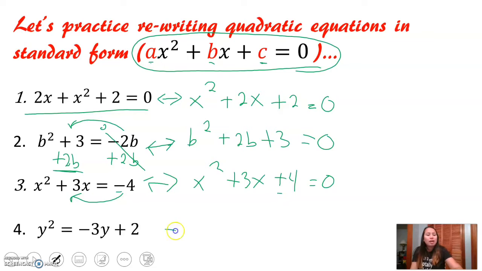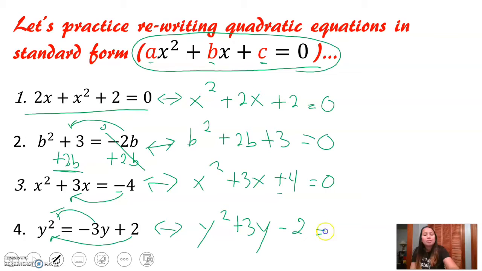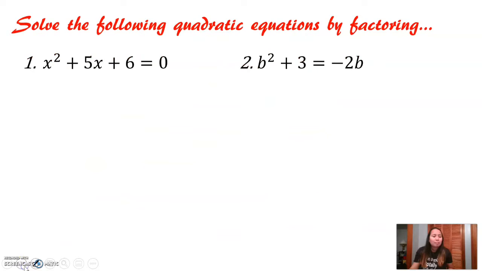So because this is negative 4, it becomes positive 4 when I move it to the other side. And finally, I have y squared. I move it to the other side, it becomes plus 3y because of the property of equality. Also, positive 2, if I move it to the other side, it becomes minus 2 equals 0. That's it. That's how we rewrite quadratic equations in standard form. It's very important we know how to do it before we actually do the factoring method.